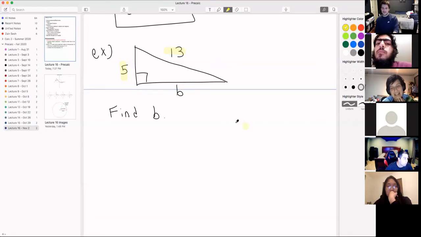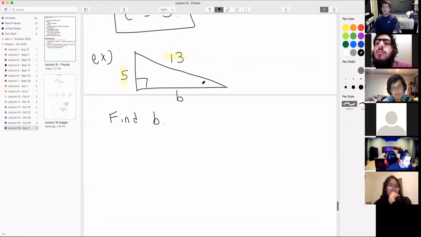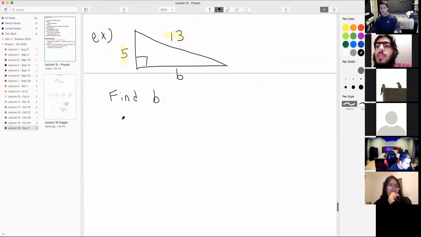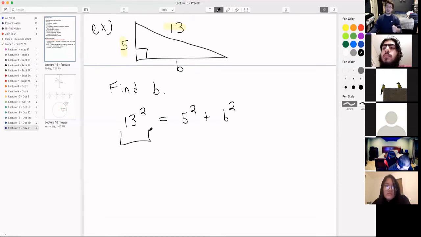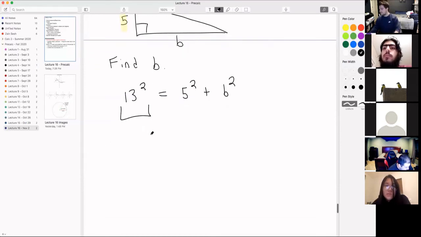Did someone say something? Sorry, I thought I heard something. Yeah, so in the statement of the Pythagorean theorem, you set the hypotenuse squared equal to the 5 squared plus B squared. That's what goes alone on one side of the equation, all right? So it will just be 13 squared, the hypotenuse squared, is equal to 5 squared plus B squared. This 13 is here because it's the hypotenuse. That's the statement of the Pythagorean theorem.